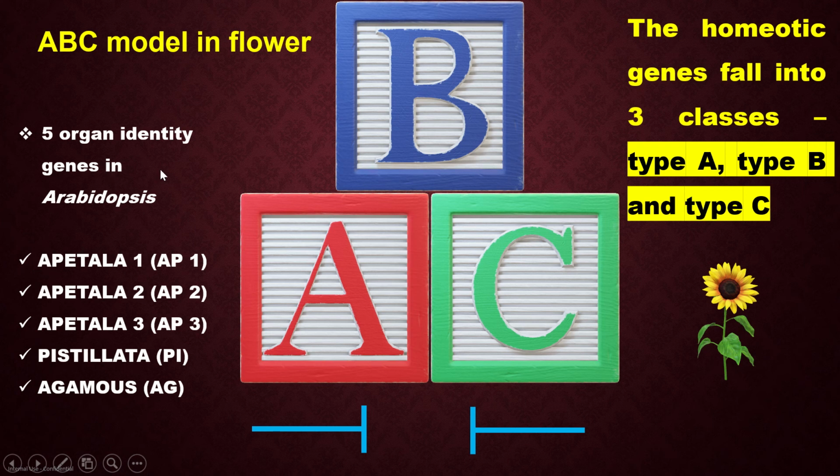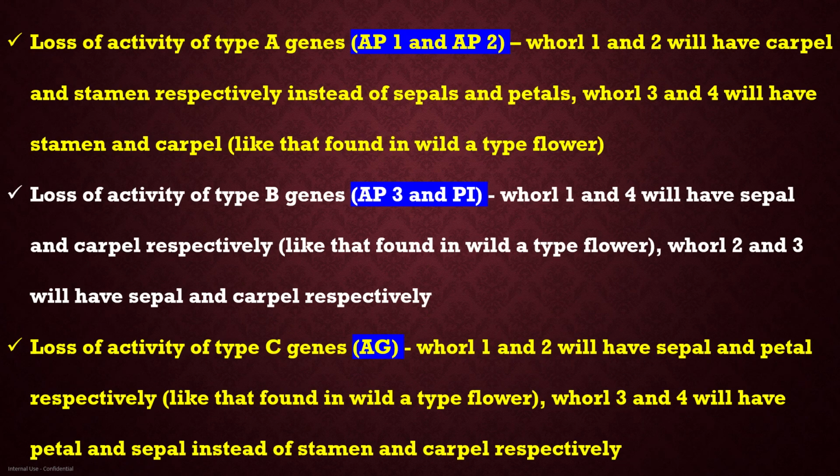The five organ identity genes that we will study over here are APETALA 1, APETALA 2, APETALA 3, PISTILLATA, and AGAMOUS. So these are the five organ identity genes that will be studied over here. Now see, the loss of activity of type A genes. The type A genes means what? It encompasses AP1 and AP2. APETALA 1 and APETALA 2 fall under type A genes.